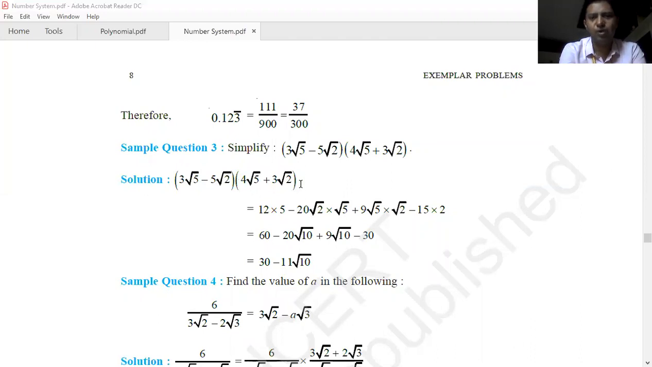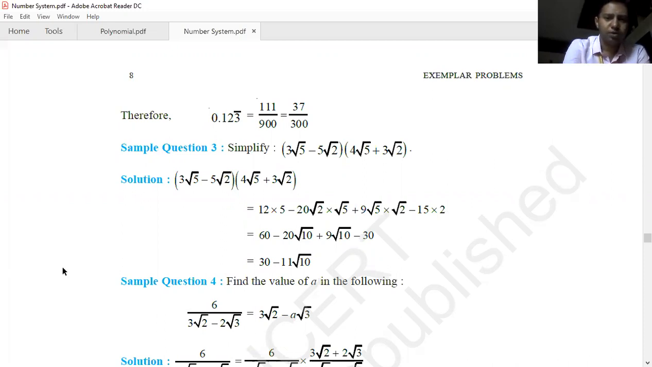Then 3 root 5 multiplied by 3 root 2: 3 3s are 9 and root 10. And 5 root 2 into 3 root 2: 5 3s are 15 and root 2 into root 2 will give you 2. So 12 into 5 is 60, and 15 2s are 30. We have 20 root 10 and 9 root 10, both having root 10 only. So we can solve it as 20 root 10 plus 9 root 10, which will give you 11 root 10, and 60 minus 30 will give you 30. This will be the final simplified form for the question given.